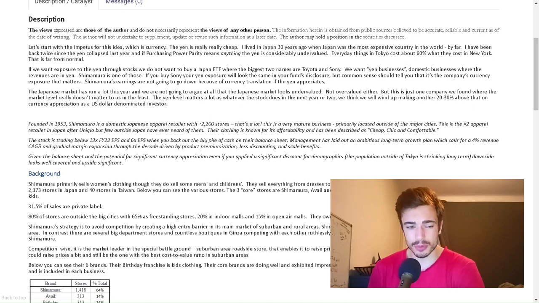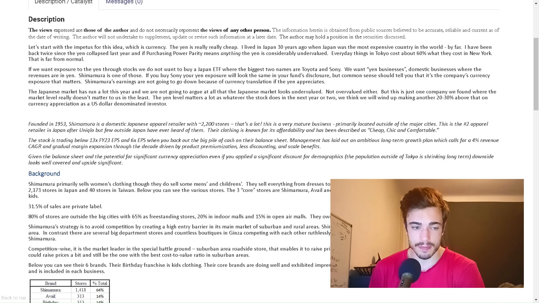If we want exposure to the yen through stocks, we do not want to buy a Japan ETF where the biggest two names are Toyota and Sony. We want yen businesses, domestic businesses where the revenues are in yen. Shimamura is one of those. If you buy Sony, your yen exposure will look the same in your fund's disclosure, but common sense should tell you that it is the company's currency exposure that matters. Shimamura's earnings are not going down and are not going to because of a currency translation if the yen appreciates.